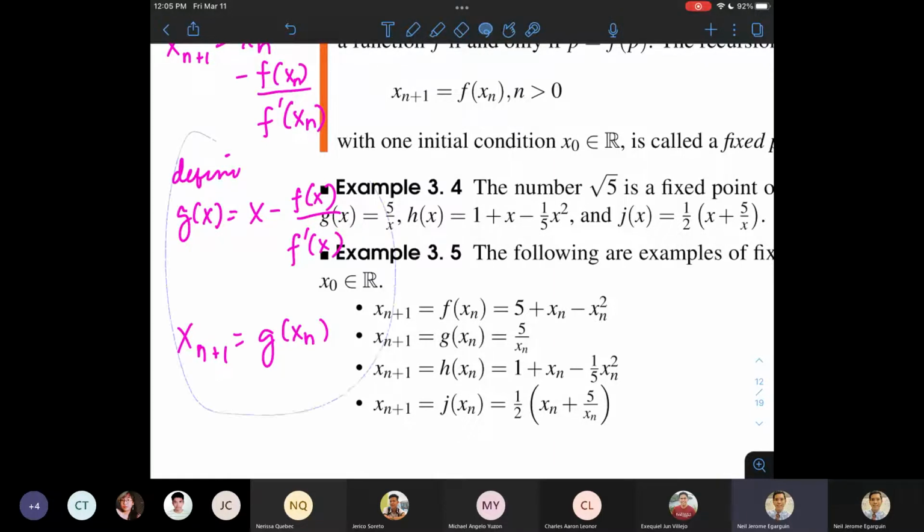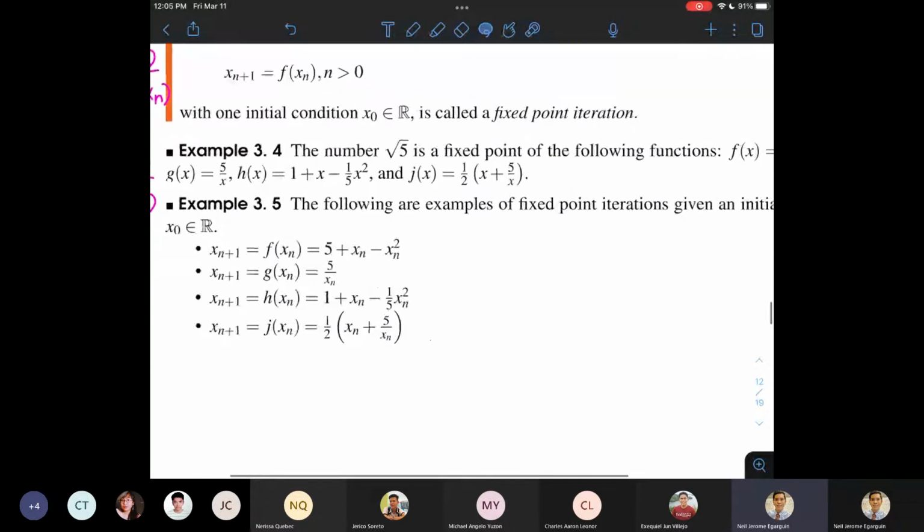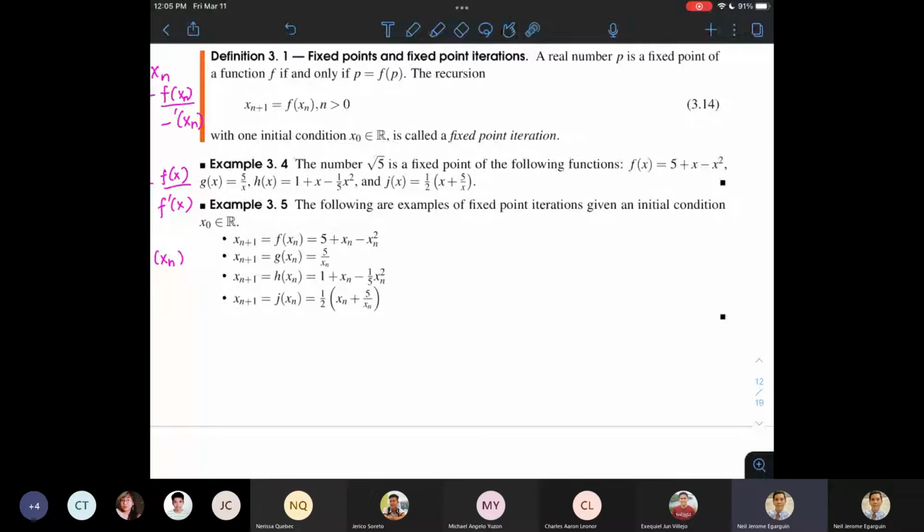Okay. So let's look at some specific examples. All right. Example 4. Si square root of 5 ay isang fixed point ng sumusunod na function. Si function f, 5 plus x minus x squared. Well, it's easy to check. Just plug in root 5, and you'll have 5 plus root 5 minus root 5 squared. So it's going to be 5 plus root 5 minus 5 equals root 5. Since the function value of root 5 under the function f is itself, then we say root 5 is a fixed point of the function f.